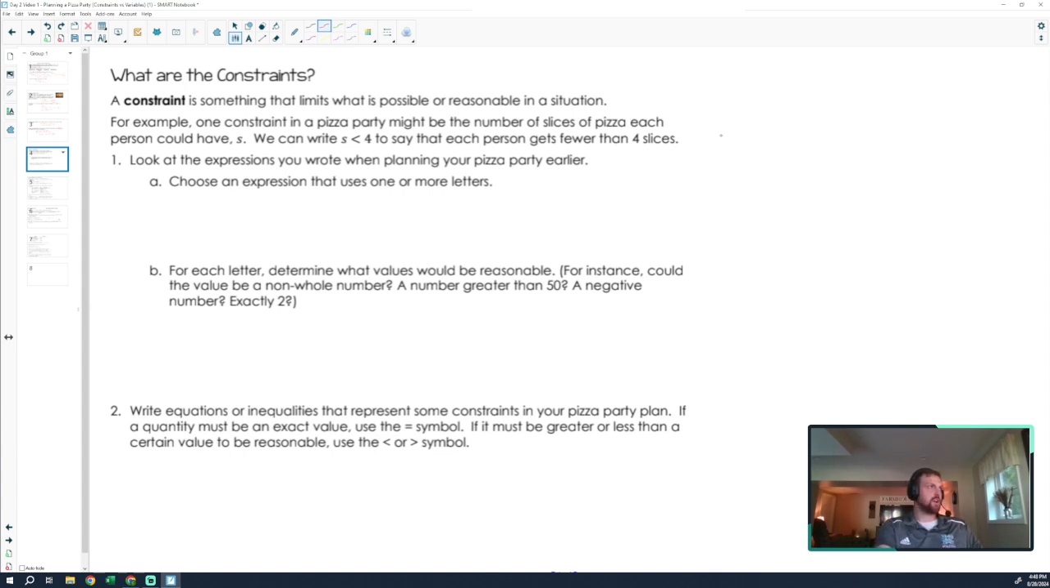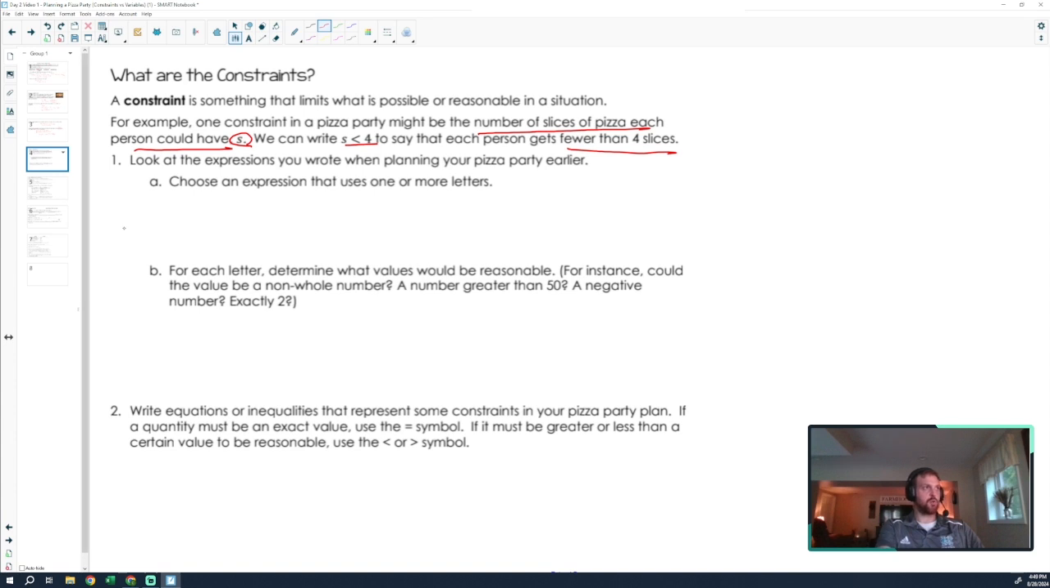All right, so what's the constraint? A constraint is something that limits what is possible or reasonable in a situation. So, for example, one constraint in a pizza party might be the number of slices of pizza each person can have. We'll call that S. We can say that S has to be less than 4, which means each person is going to get fewer than 4 slices, right? So, like, everybody has a limit. That way, not Johnny's over here eating a whole pizza by himself.